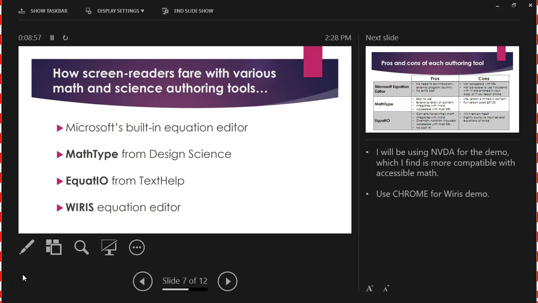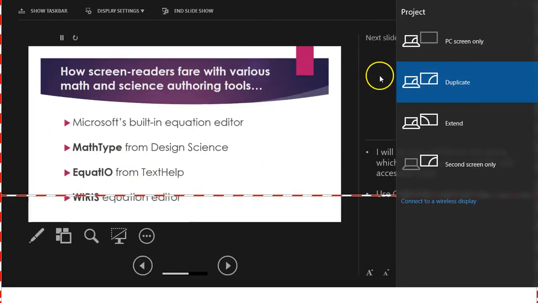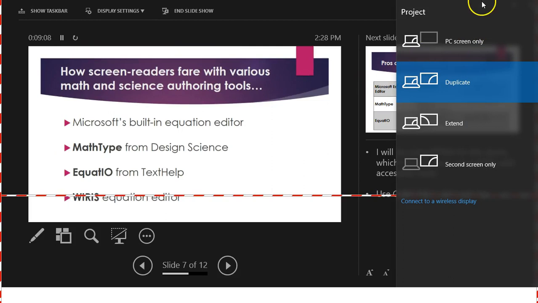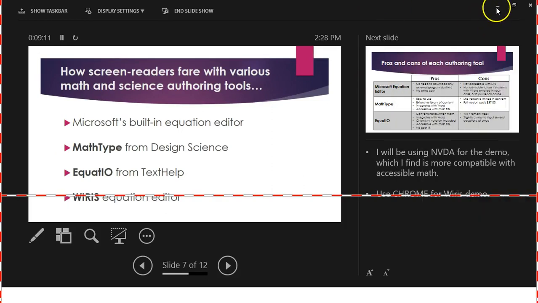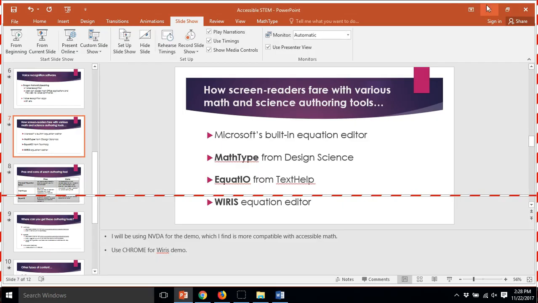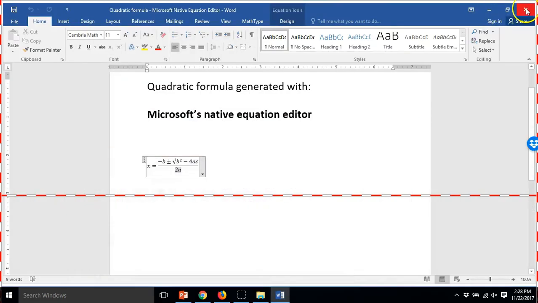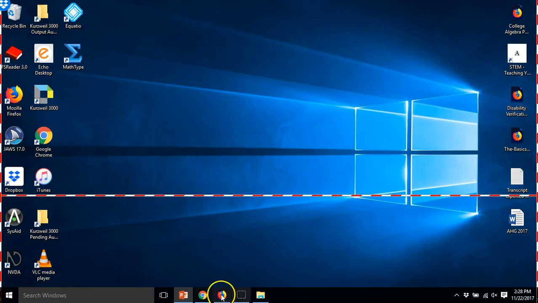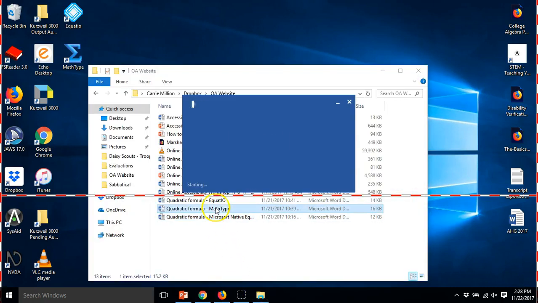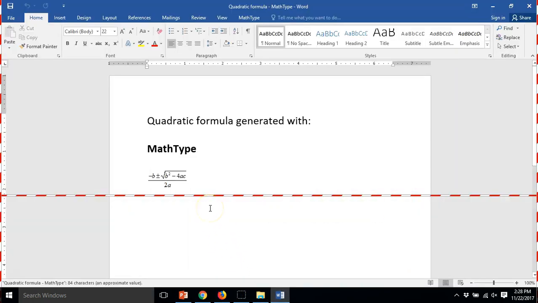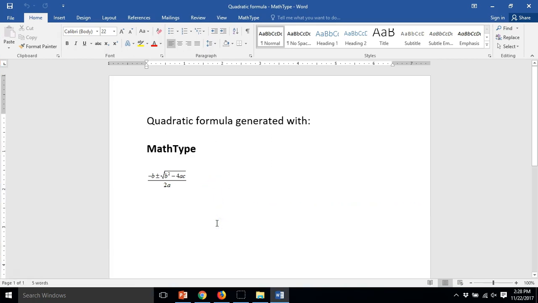But what I'd like to do first is show you how MathType interacts with the screen reader. So I'm going to go into a document that was generated with MathType. Okay, this was generated with MathType, and again, I apologize, I'm not sure why this red line is appearing. Let me unmute my NVDA.